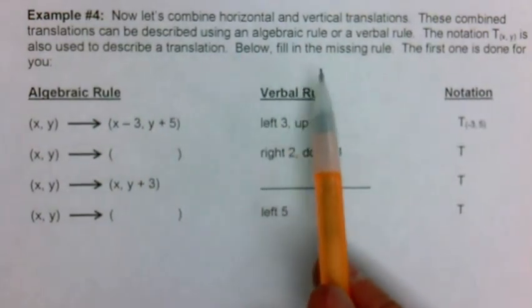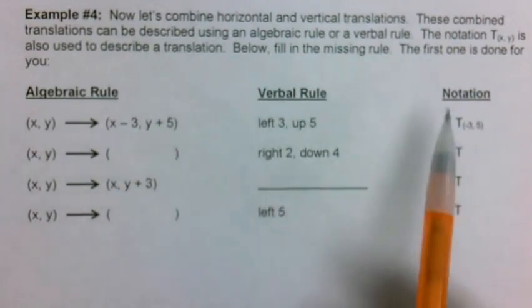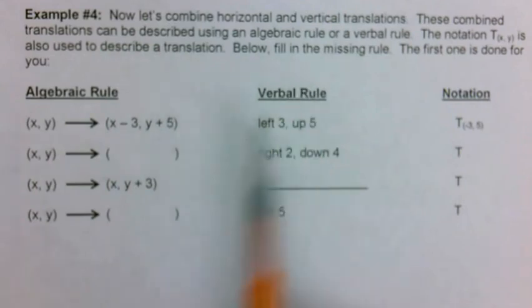So this notation is used to describe a translation. What we're going to do is fill in the missing rule, either the algebraic rule, the verbal rule, or the notation. And the first one was done for us.